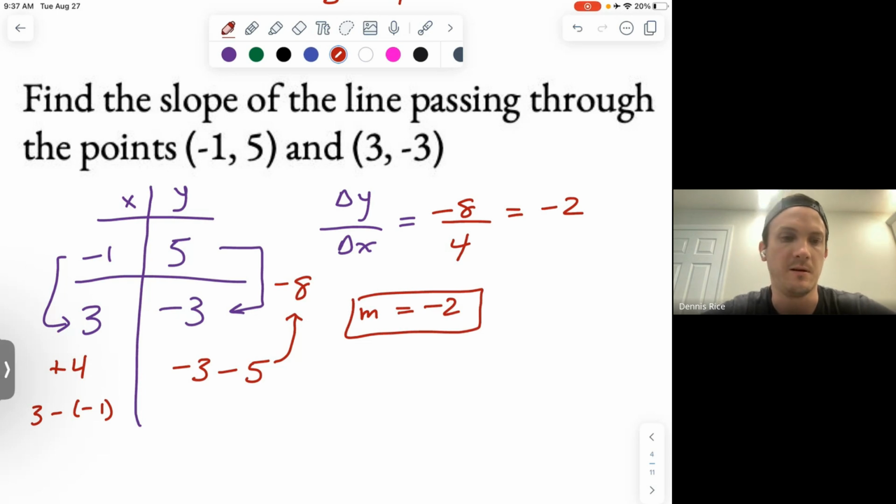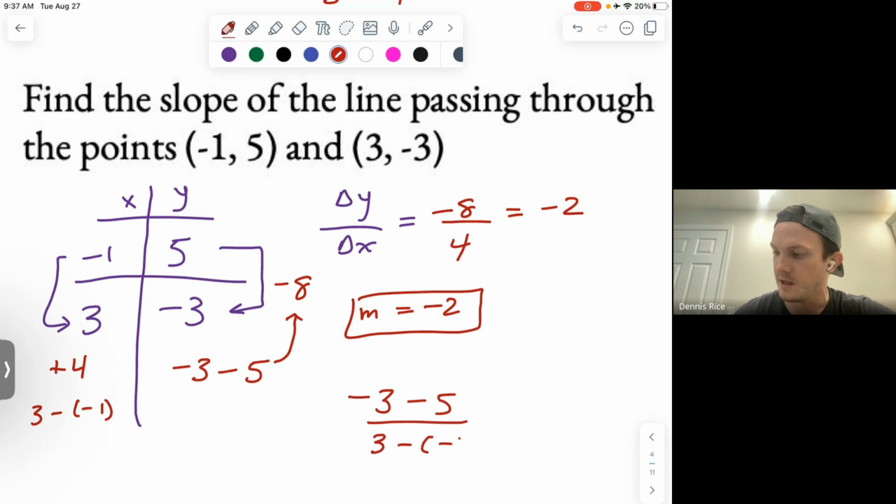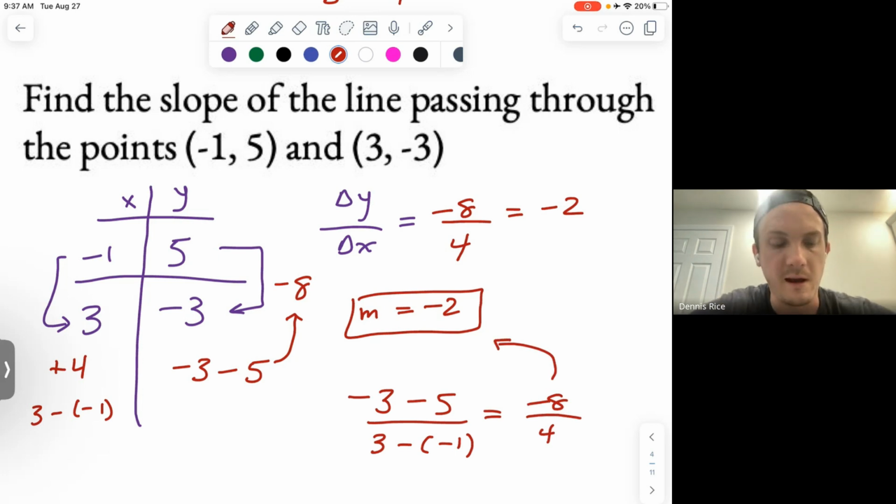How did we do with that one? If you're more of a slope formula person, I'll show you what it looks like. -3 minus 5 over 3 minus -1. Get the same thing. I'm just showing you a different approach. I find that the table is more helpful, but it is ultimately up to you.